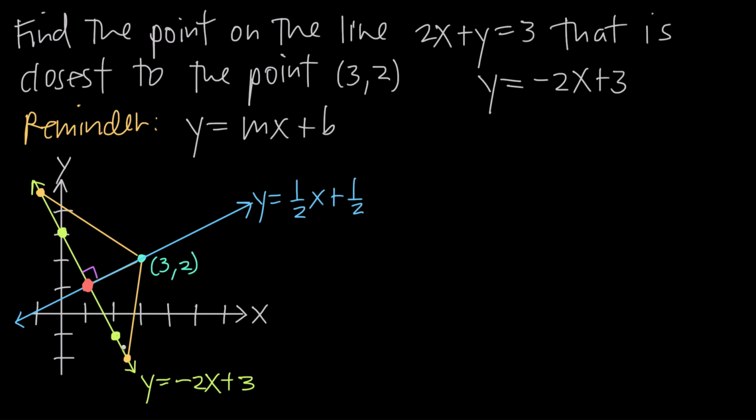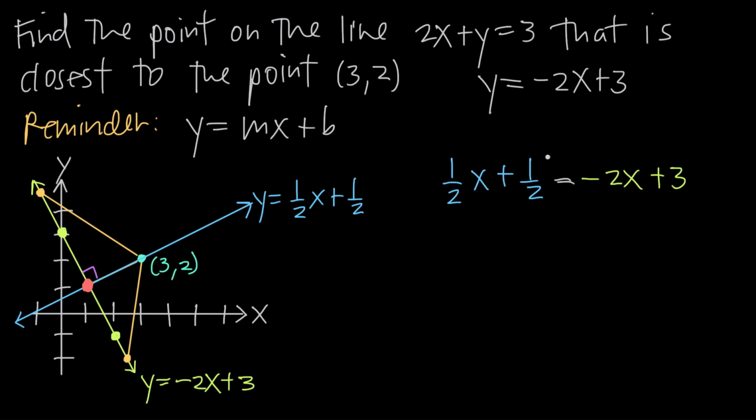So to figure out where these two lines intersect one another, we just need to set them equal to each other. So we want to take the right-hand side of the line that's perpendicular, 1/2 x plus 1/2, and set that equal to negative 2x plus 3. Because these lines are equal to one another where they intersect each other, which is going to be this red point right here, the point we're interested in.